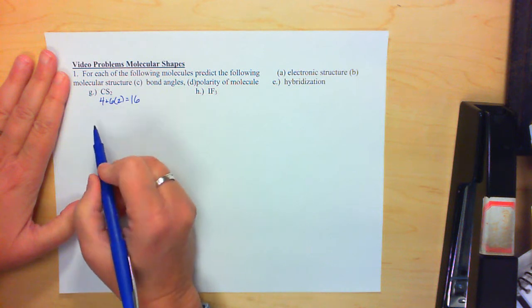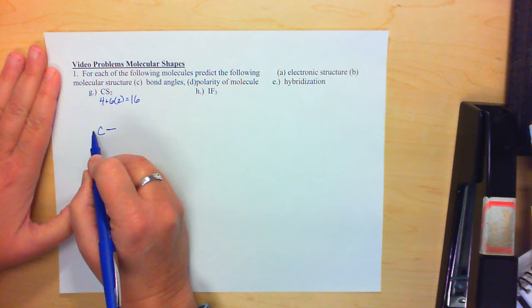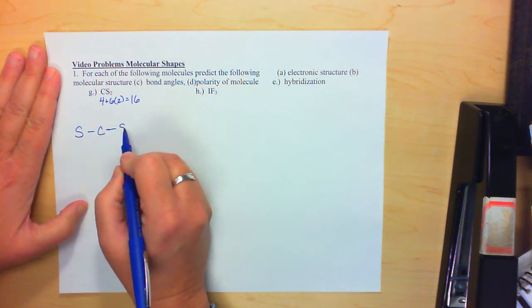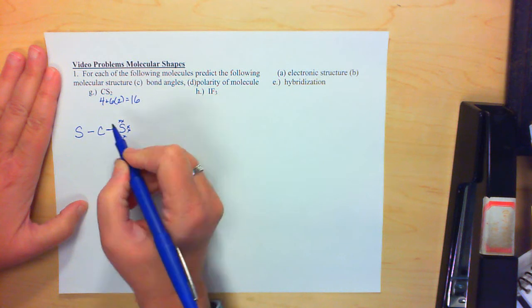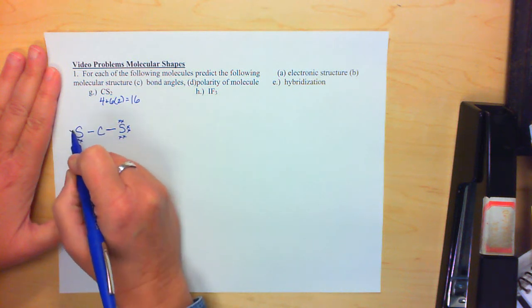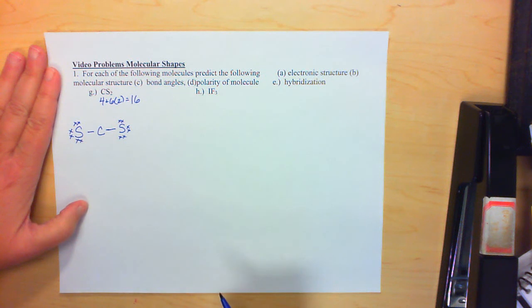So when we set this up, carbon is our central atom because it's listed first. So we're going to set the sulfur on either side. We're going to complete the octets of the attached species first. Any remaining electrons will go on the carbon. Well, when we look at this one, both the sulfurs are happy, but the carbon's not happy.